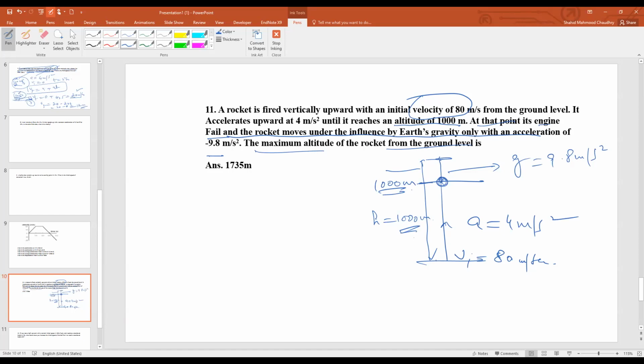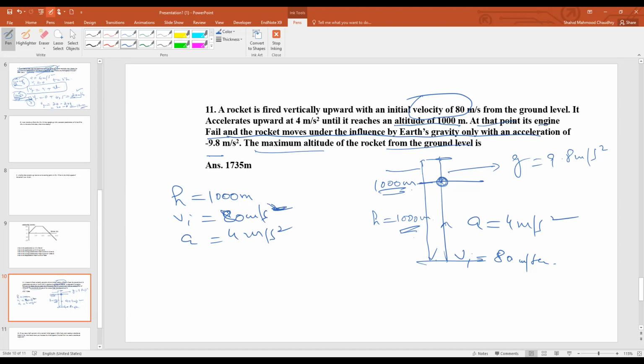Understand? So from here to here, how can we solve this one? Okay, I solve this in a little tricky way. See this one. If the rocket is moving up, we know the distance, the height, is 1000 meters. Initial velocity is 80 meters per second. Acceleration is 4 meters per second squared.